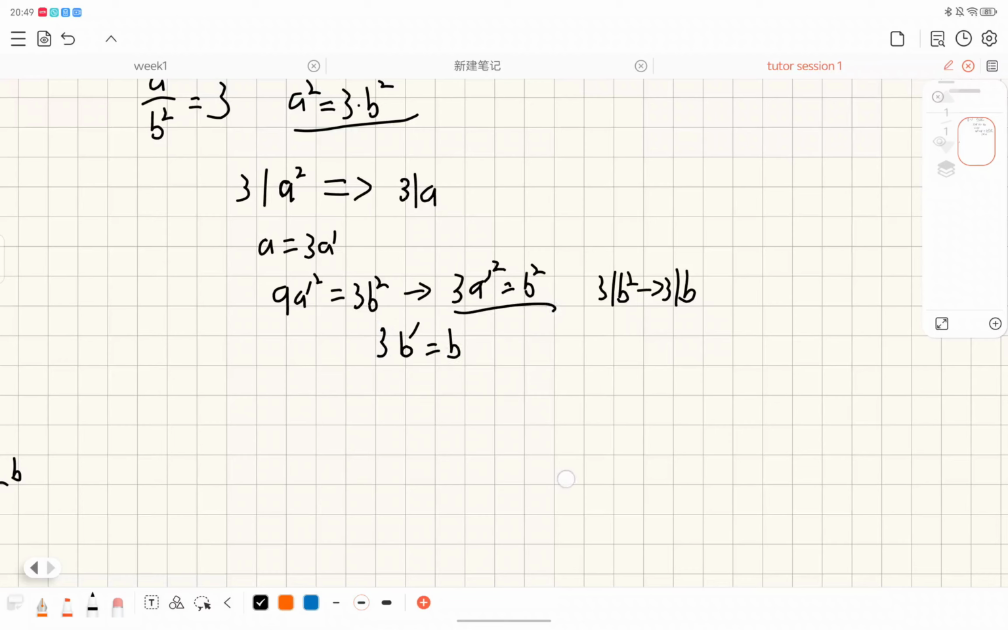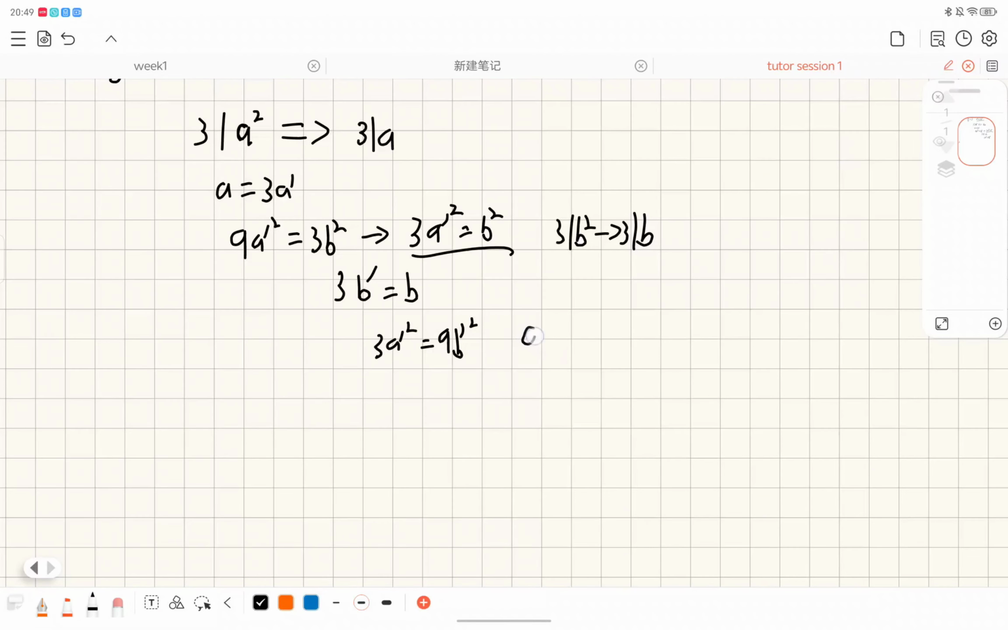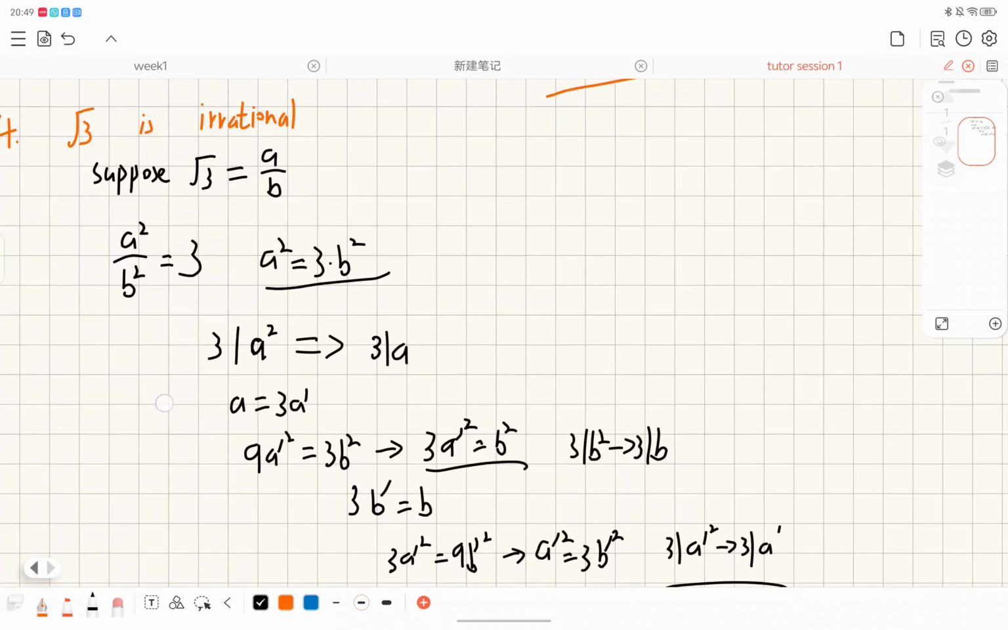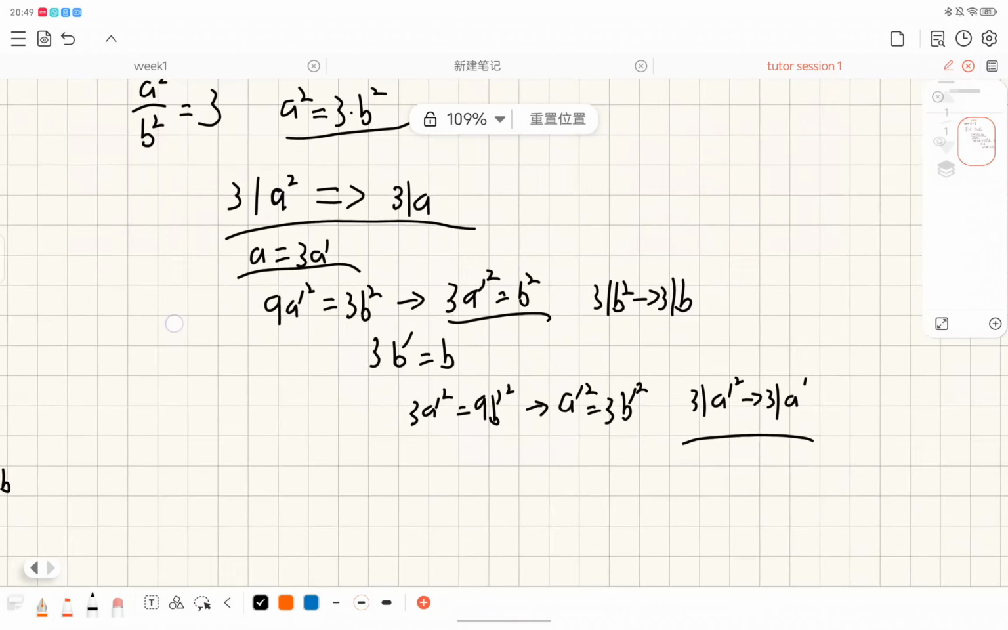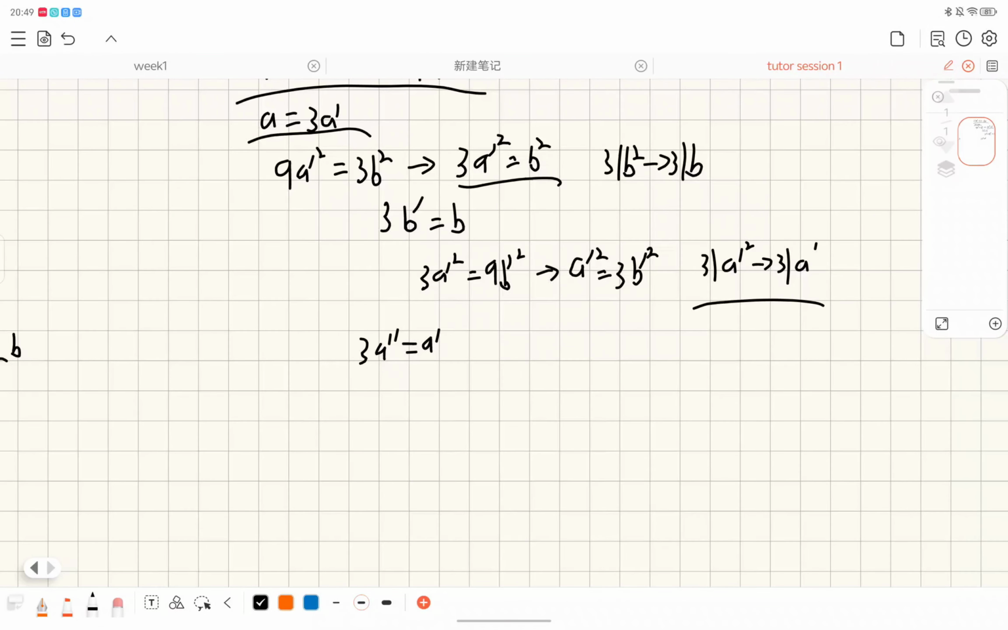From this equation, we know that 3A' square equals 9B' square. And then we know that A' square equals 3B' square, so 3 is also a factor of A'. Then, to remember what we just got, we can find some A'' such that 3A'' equals A'. And we just redo this whole process again. We can have some A''' such that 3A''' equals A''.